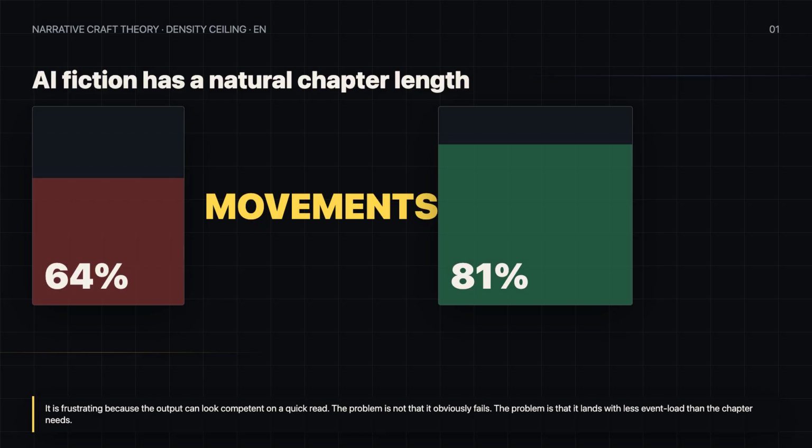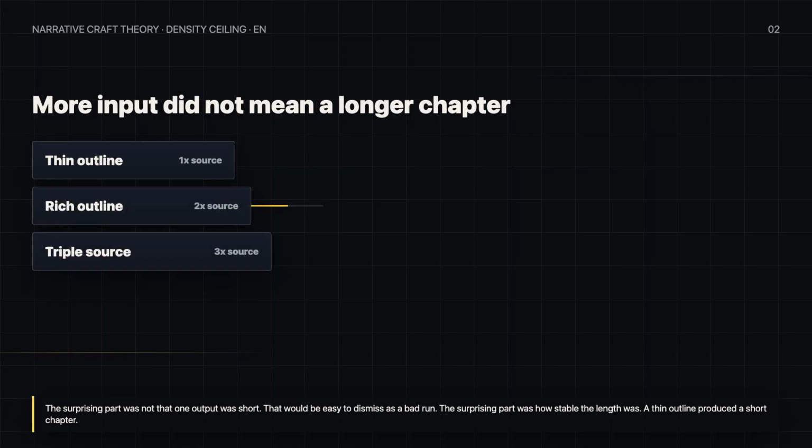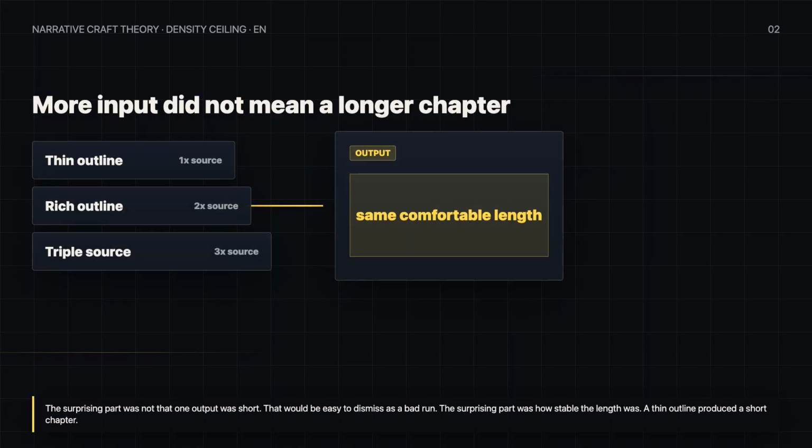Today I want to walk through what I got wrong, why the obvious fix made the prose worse, and the structural change that moved the result from about 64% of human density to about 81%. The surprising part was not that one output was short. That would be easy to dismiss as a bad run. The surprising part was how stable the length was.